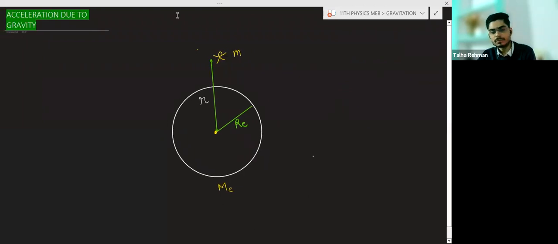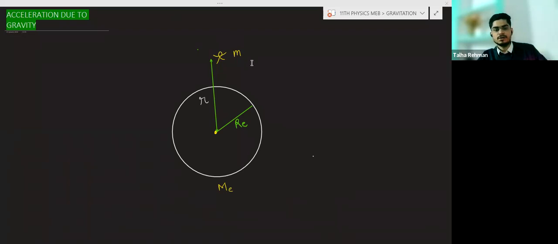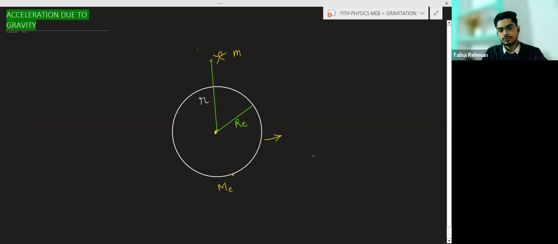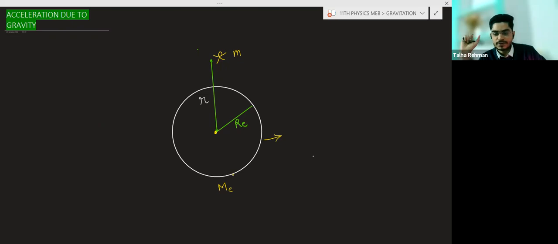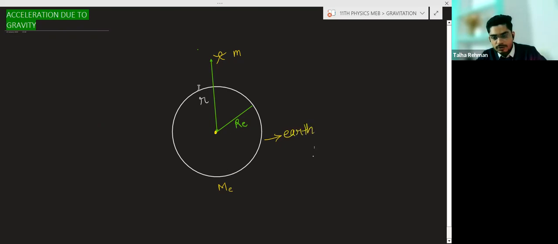What is that? Okay. What is this? This is the earth. So basically earth is not a perfect sphere, but for calculation purposes, we consider earth as a sphere. So this is the earth. And where are we living? On the surface of the earth, on the surface of the sphere. We are living here.